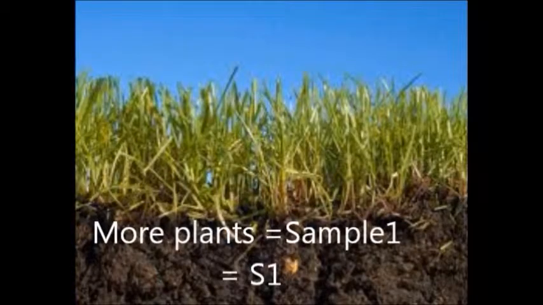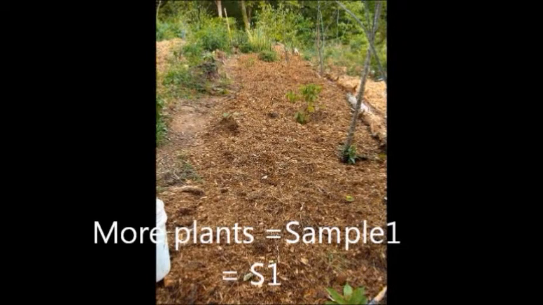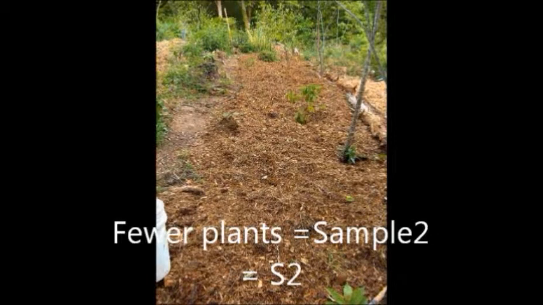Before the test, the two soil samples are labeled as S1 and S2. S1 is soil taken from the plant nursery with more plants, while S2 is that of the one with fewer plants.